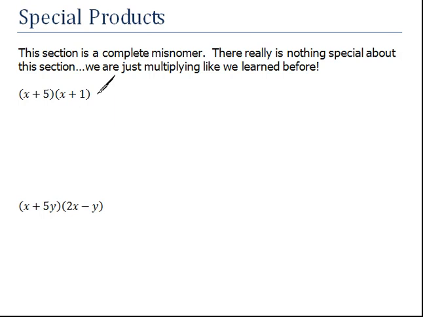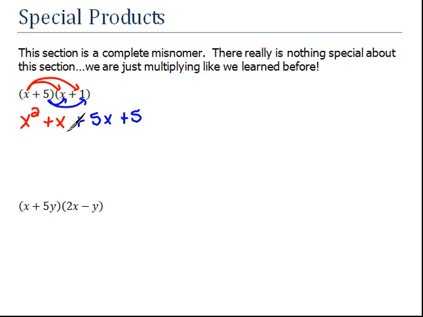Whenever we see a problem that looks like this, the thing we've done in the past was to say, well, we have to distribute this. This is absolutely no different. We need to distribute this x throughout the next set of parentheses. So x times x is x squared, and x times a positive 1 is plus x. And now we can go about distributing our 5 also. So 5 times x would be a positive 5x, and 5 times positive 1 would be plus 5.